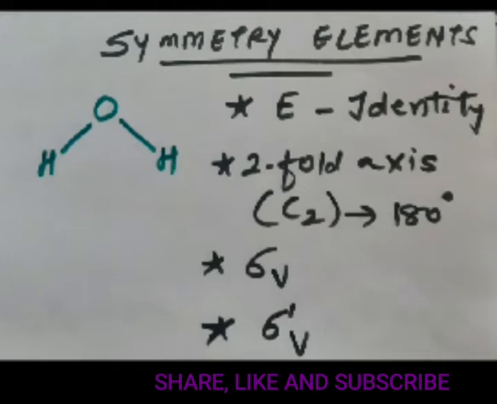So let us consider a water molecule. You know it is a planar molecule having a bent configuration. You have to remember one thing, a common symmetry element in each and every molecule is the identity. That is the molecule itself. So it definitely has an identity element. Next, it has a C2 rotational axis.